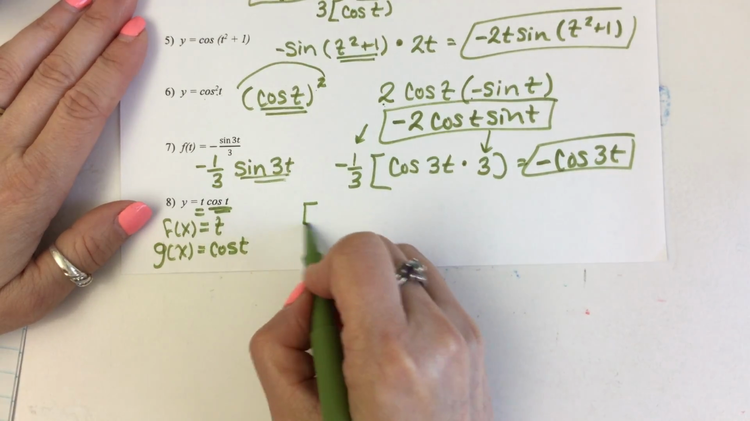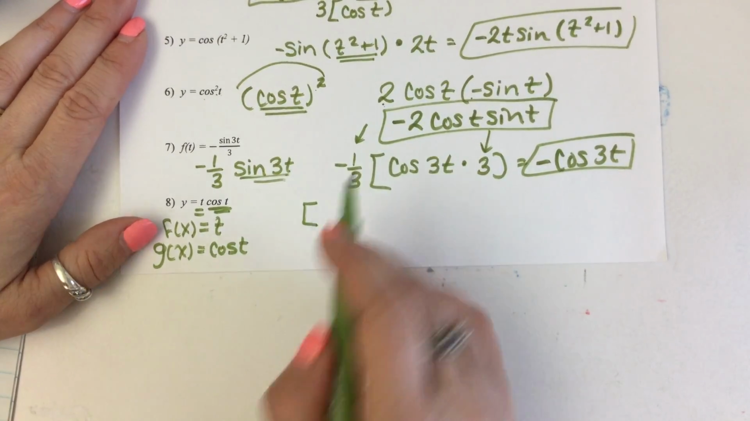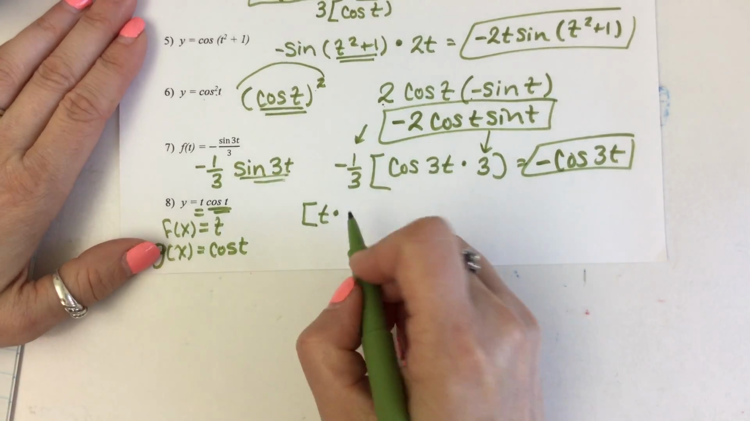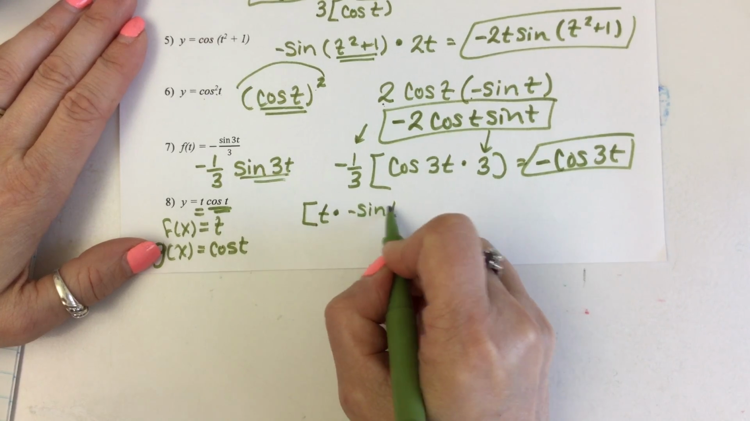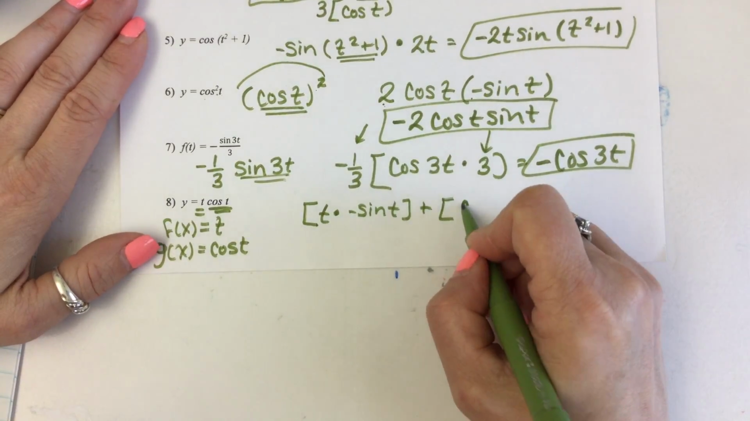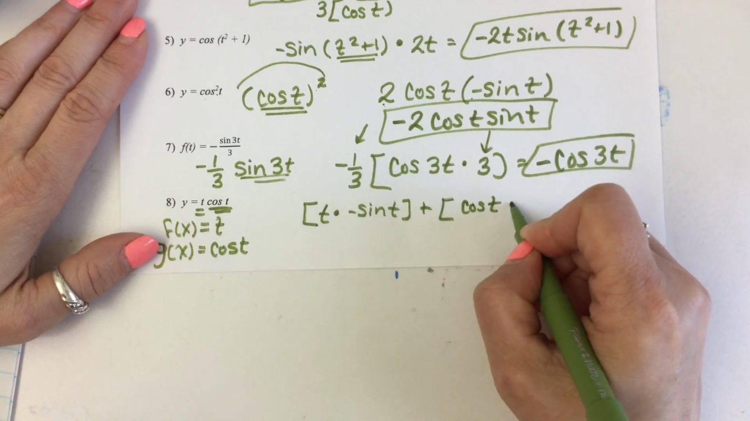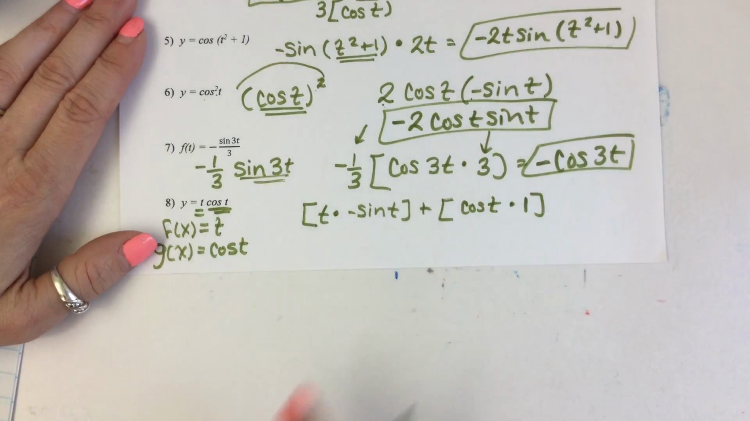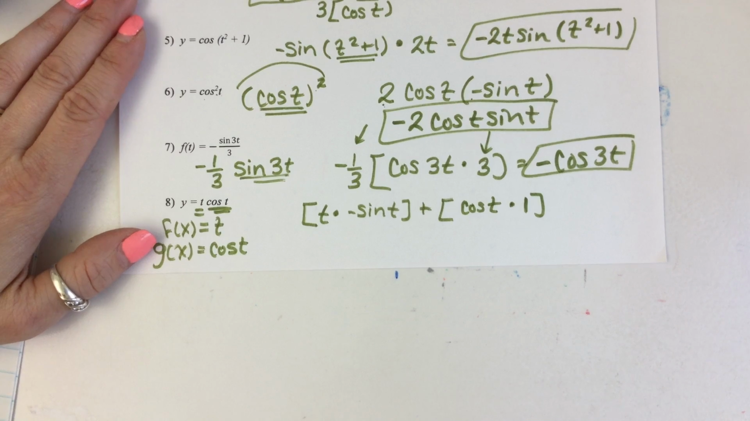Now remember with the product rule, you keep f of x the same times the derivative of g of x, which is negative sine of t, plus you keep g of x, cosine of t, times the derivative of f of x, which would be a 1. Now you look to see if there's anything in common. There's nothing that I can take out.